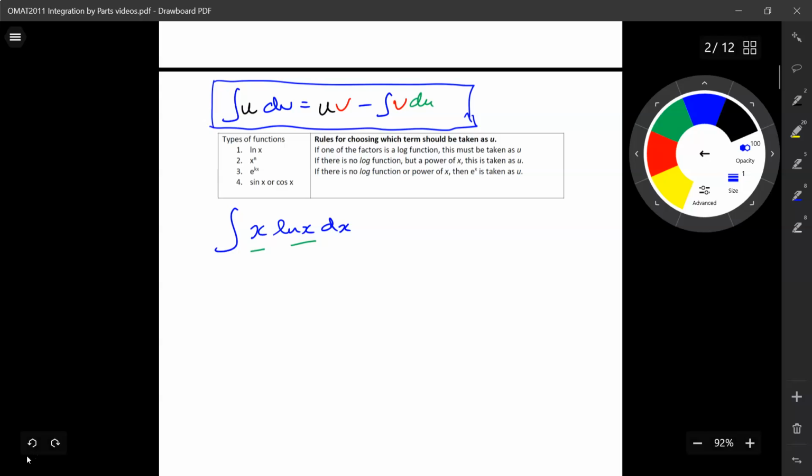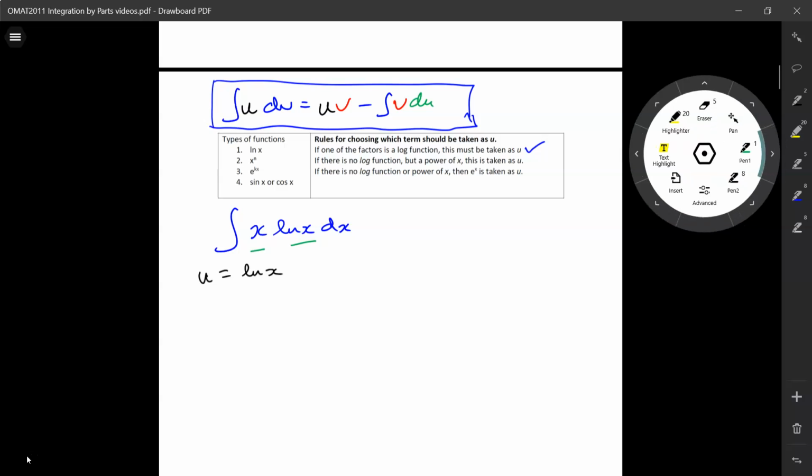So the first question when you're doing integration by parts is what are you going to choose for u? You come down to your rules for choosing which term should be taken as u. If one of the factors is a log function, this must be taken as u. So straight away we're told u is equal to the log of x.